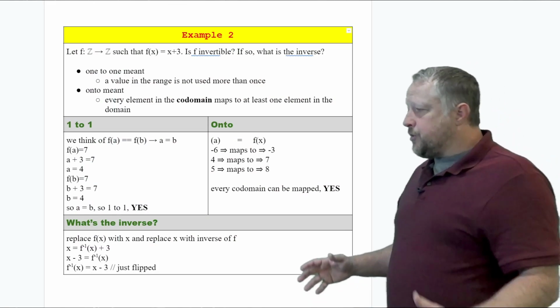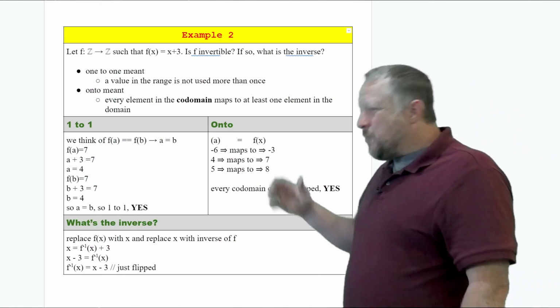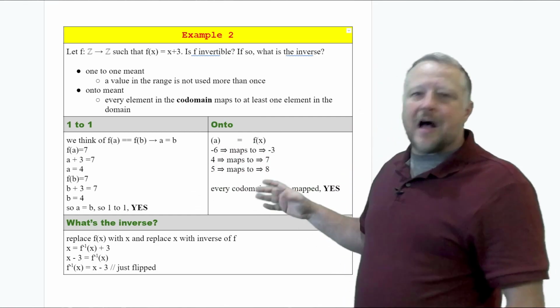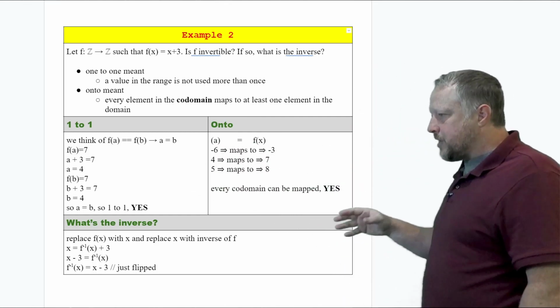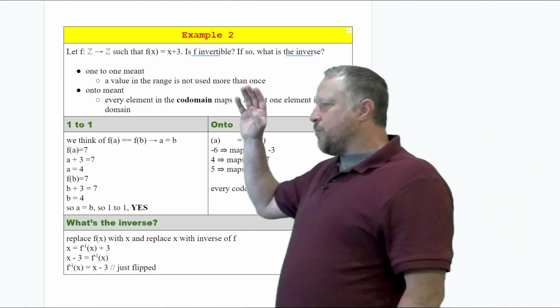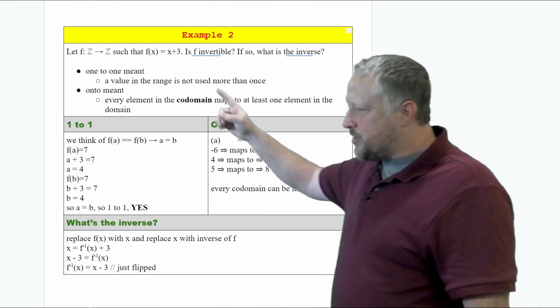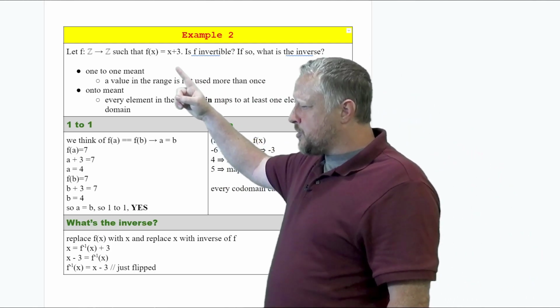In example number two, it's a word problem. Not a big deal. We could still draw this out, but we've got to do some of the work that we've already labeled here. So just a heads up. Let f be a function from the integers to the integers such that f of x is x plus 3.